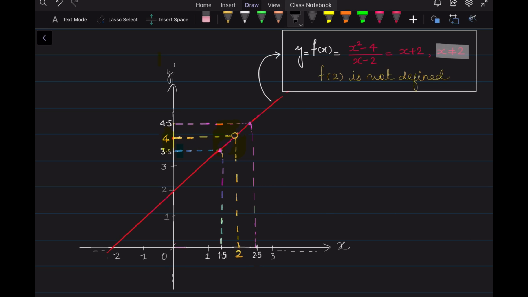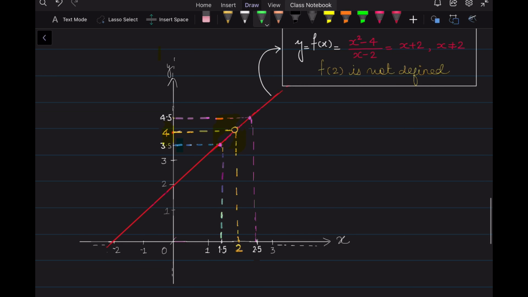So when x is not equal to 2, y is equal to x plus 2. And we know y is equal to x plus 2 represents a straight line. So when x is not equal to 2, in that case, this function behaves as a straight line. Anyway, this has been discussed already. Now let's quickly look at the limit of this function as x approaches 2.